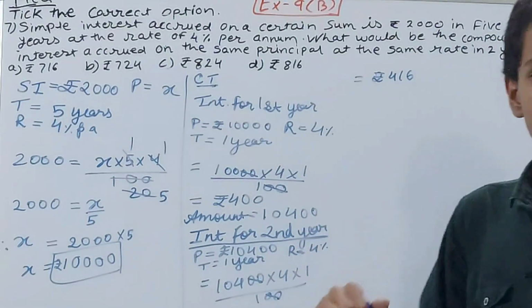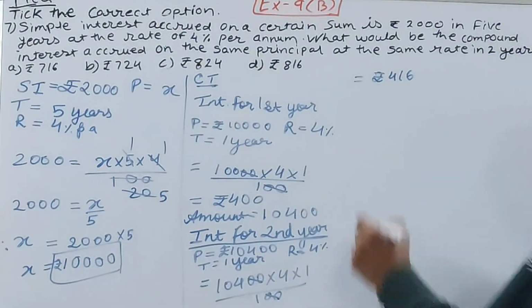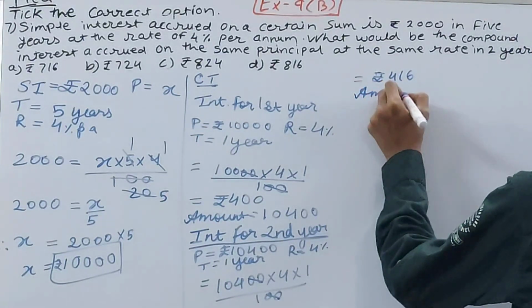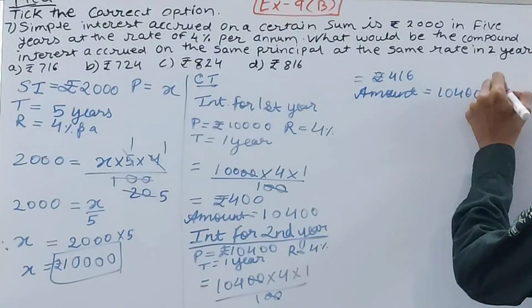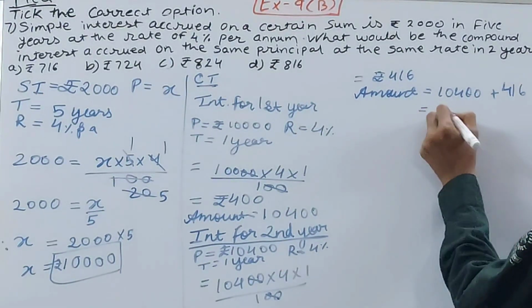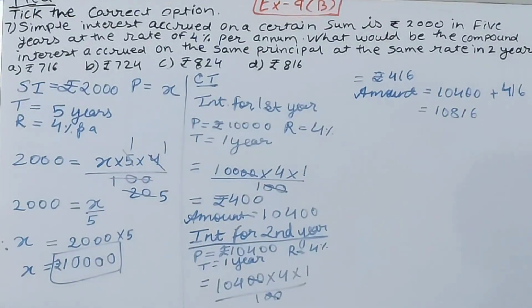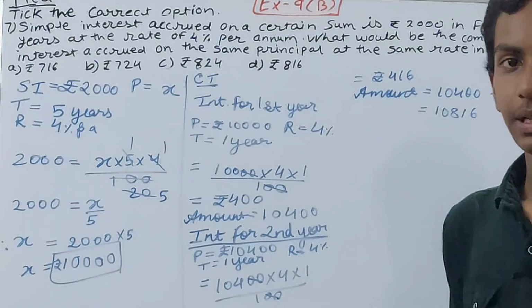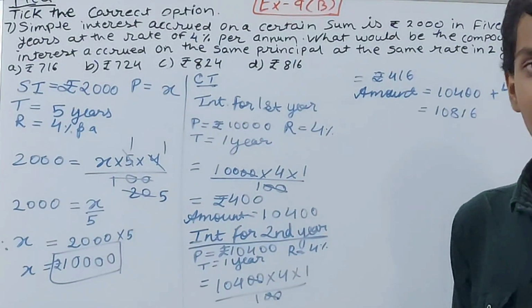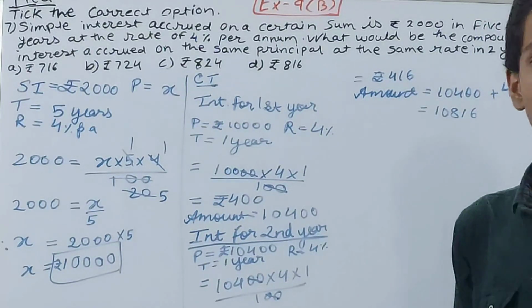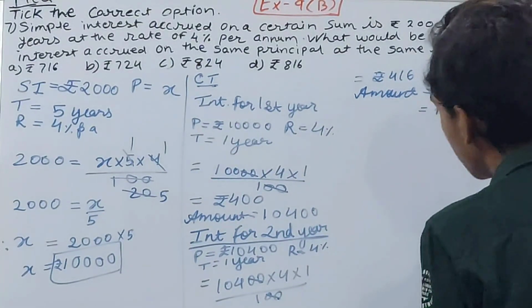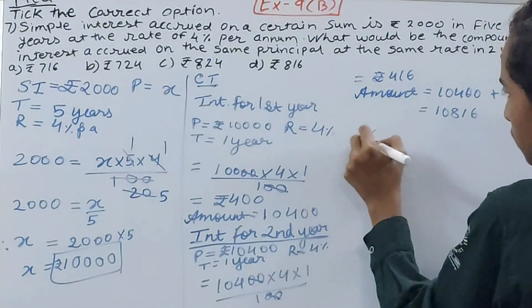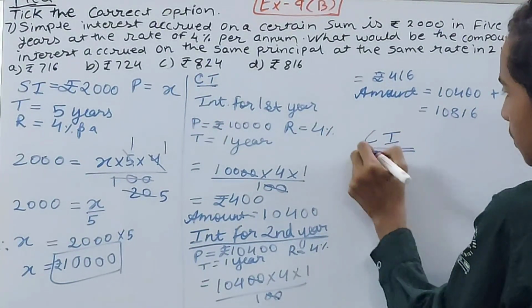Now this is the interest for the second year, 416. So what will my amount be? 10,400 plus 416, that is 10,816. Now I told you there are two ways you can use to calculate the compound interest. One is subtracting the original principal from the final amount, and the other is adding the interest of the first year and the second year. You can use any method that you like. I'll use the second method, for instance, because I haven't used it so far.